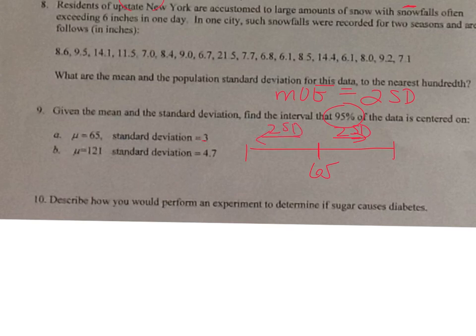If my standard deviation is 3, then 1 standard deviation will put me at 68. 2 standard deviations will put me at 71. That's to the right. To the left, going down 3, one standard deviation would put me at 62. And then going down again, another standard deviation would put me at 59. So that would be from 59 to 71. Or you could use brackets, 59 to 71. Okay, and the same thing for B.